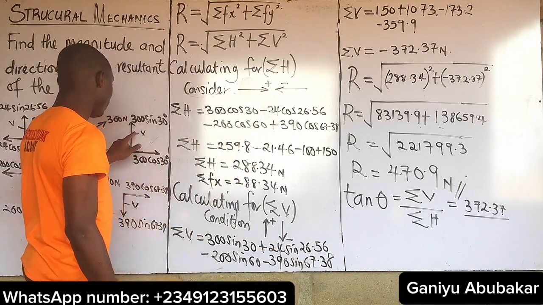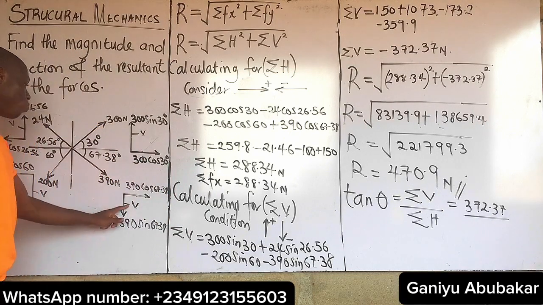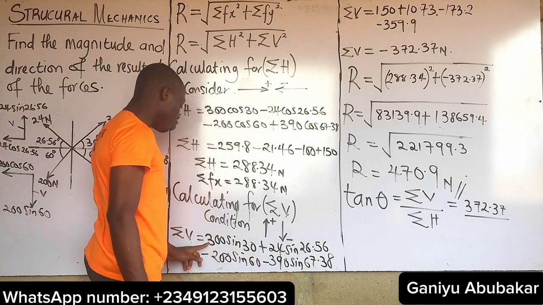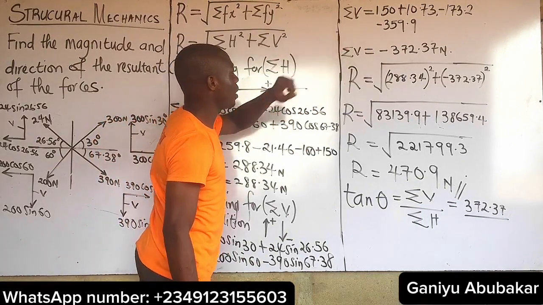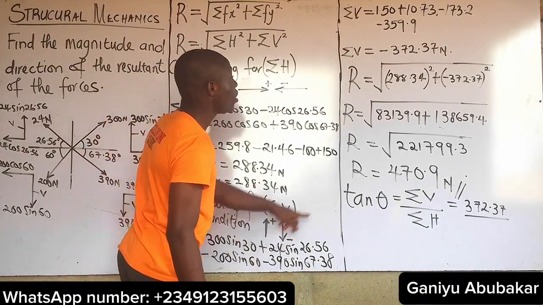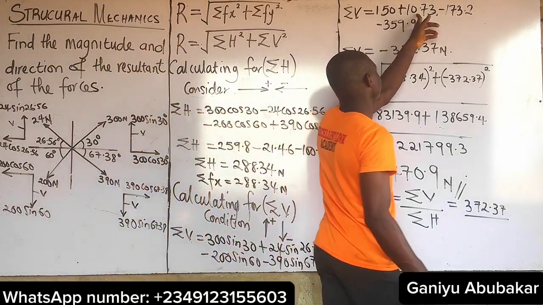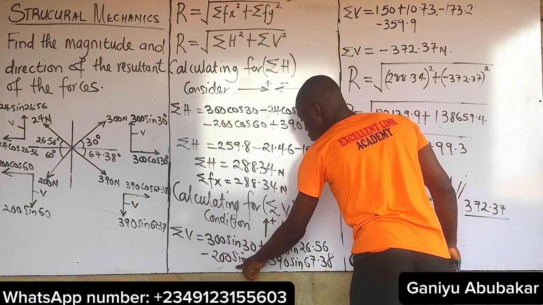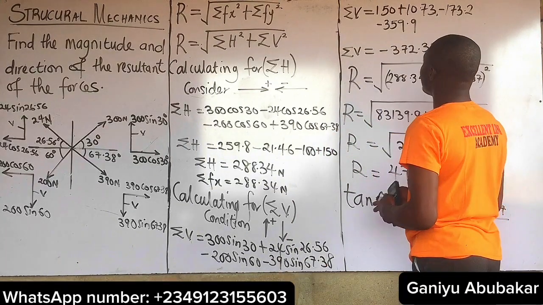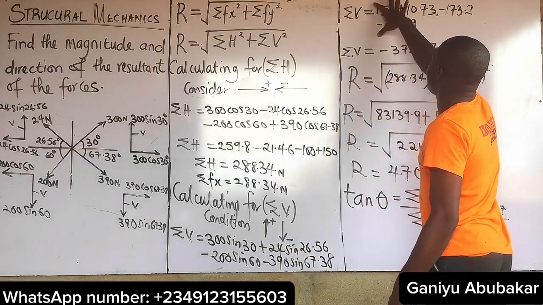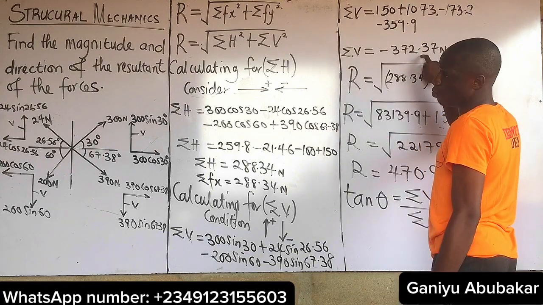My task now is that summation V are all this here, as we said. Consider the vertical, as we did here. So if I punch this one here, 300 sine 30, I'll have that one here. If I punch this one, I'll have that value here, 10.73. Minus this one here will give me this, and finally this one will give me this. So it means the summation V is equal to, if I punch everything here, I'll have this value.